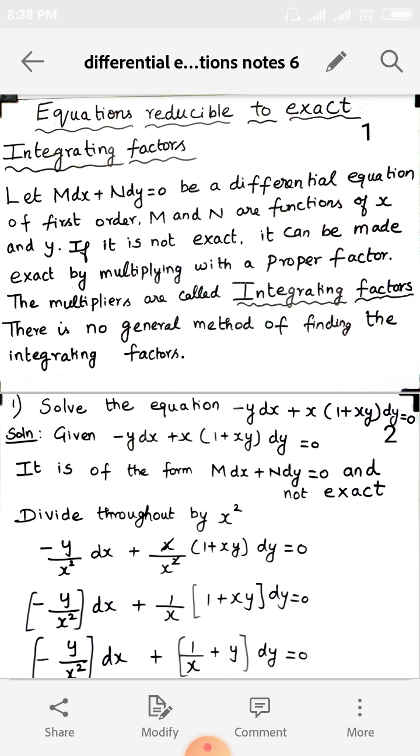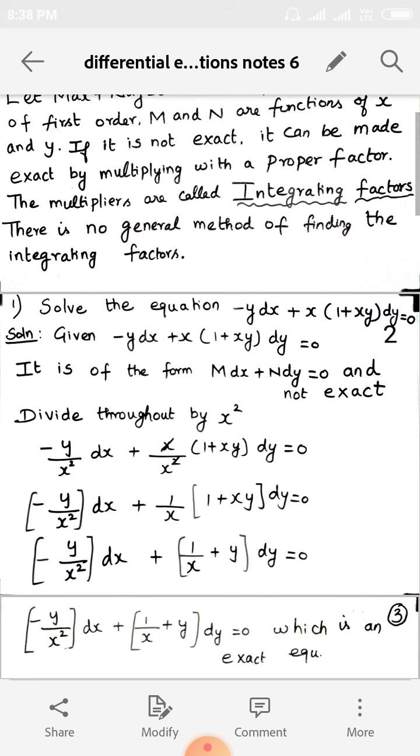That is, let M dx plus N dy be the differential equation of first order, where M and N are functions of x and y. If it is not exact, we make the equation exact by multiplying with a proper factor. The multipliers are called the integrating factor. There is no general or particular method of finding the integrating factor. Right.